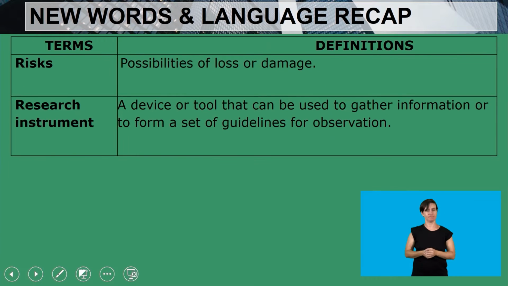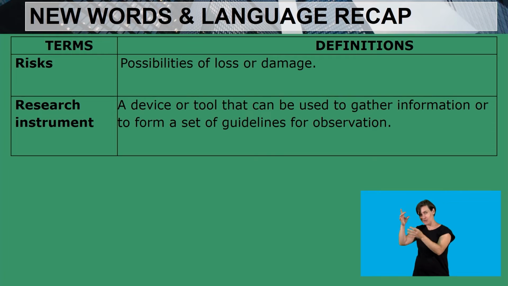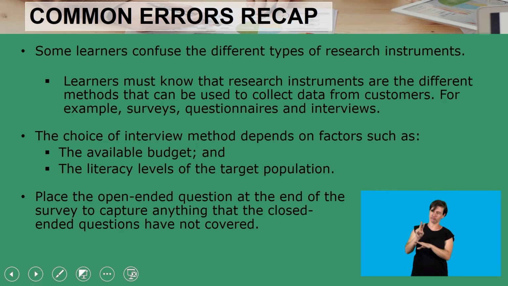We moved on to the term risks, possibilities of loss or damage. Lastly, we looked at research instrument. We said it is a device or a tool that can be used to gather information or to form a set of guidelines for observation.